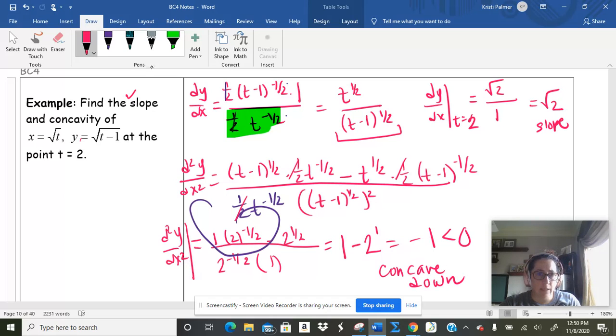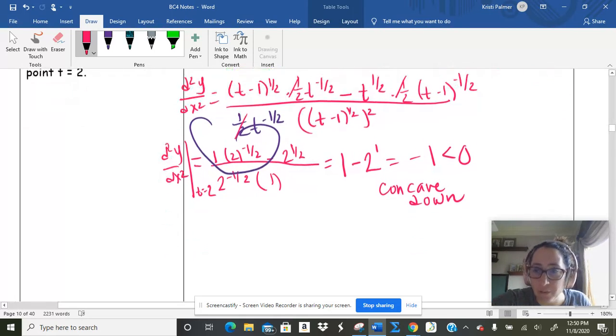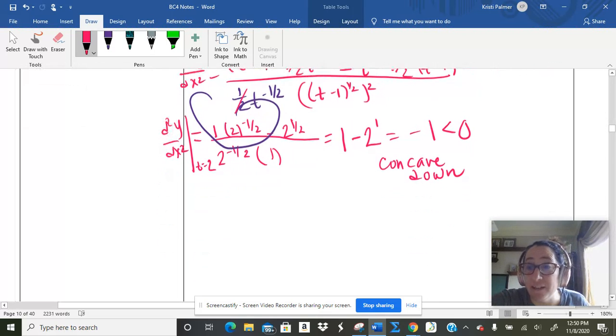Oops, I forgot to say here, t equals 2, but I fixed it. Okay. Otherwise, I would have been wrong. I would have taken up points.